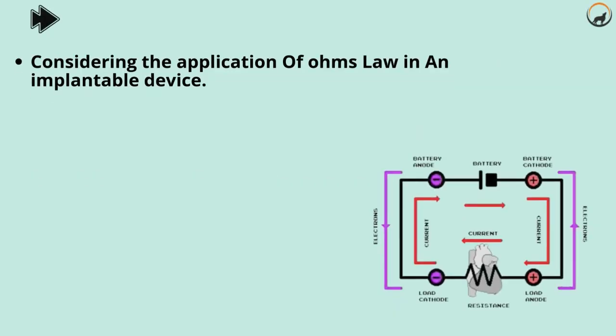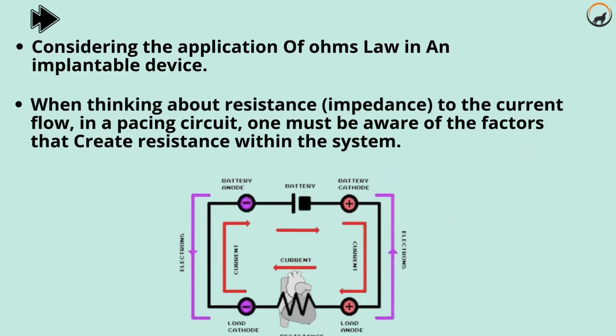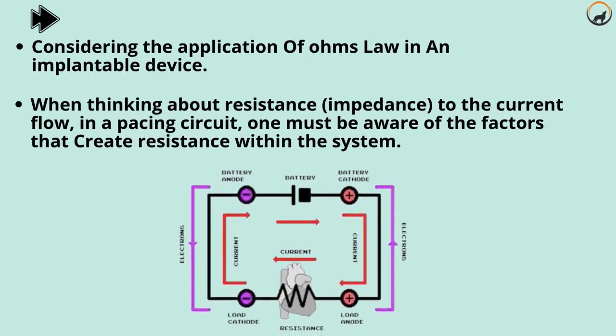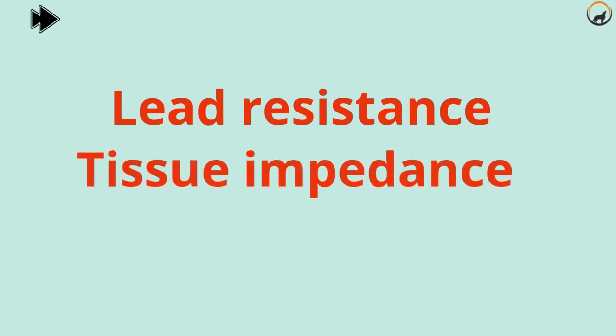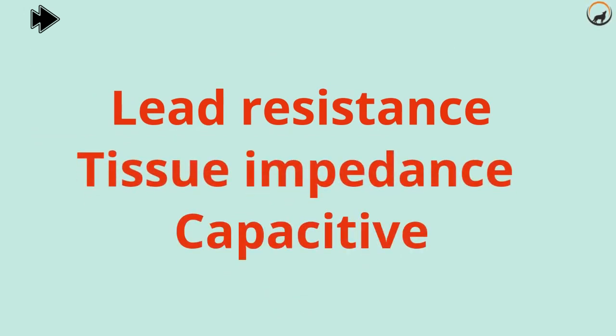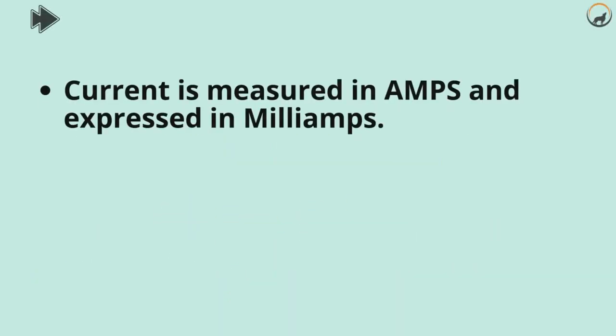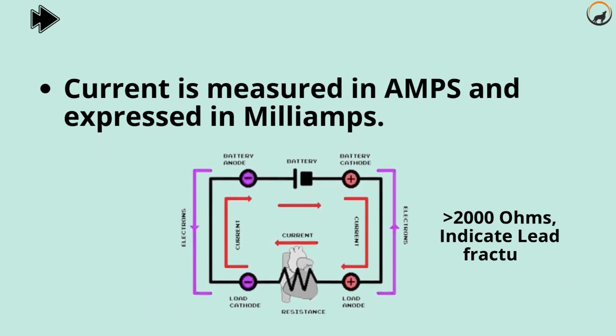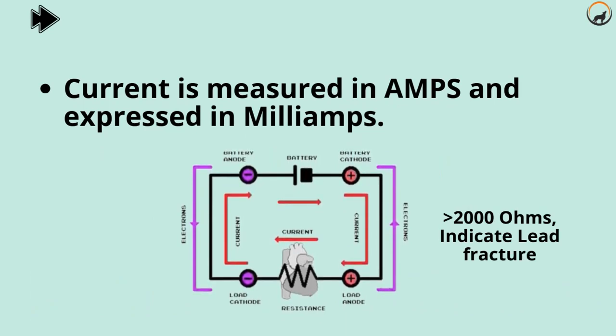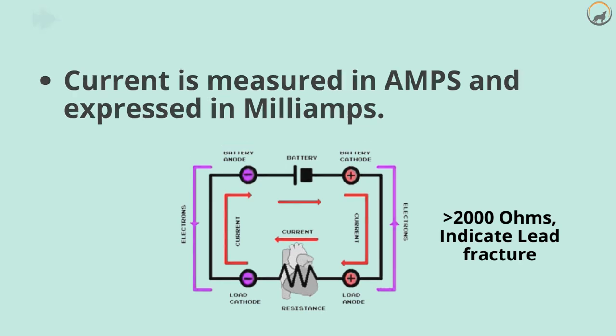When considering the application of Ohm's law in an implantable device, and thinking about resistance to the current flow in the pacing circuit, one must be aware of the factors that create resistance within the system, which include lead resistance, tissue impedance, its capacity properties, and polarization resistance. Current is measured in amps and expressed in milliamps. Normal pacing impedance sits at 500 ohms, and impedances greater than 2000 ohms indicate a lead fracture.